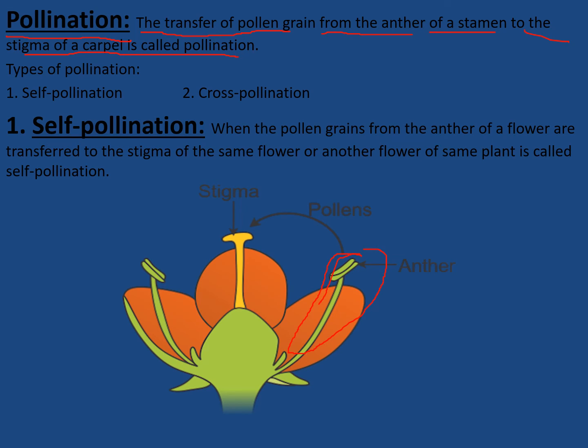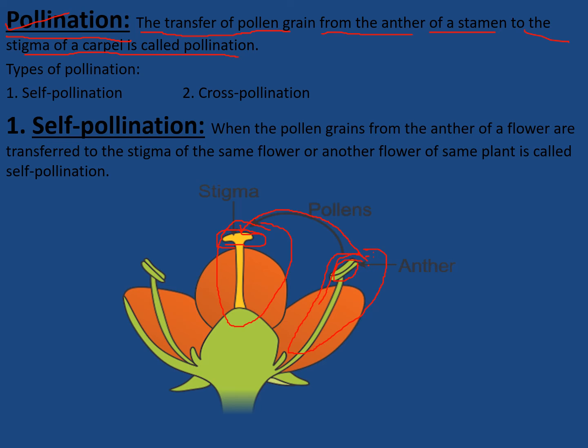This is the anther lobe inside the stamen. This part is known as the anther. Inside this one, small minute grains are present, known as pollen grains. And next, this whole part is known as the carpel, and this flattened part is known as the stigma. The transfer of this pollen grain from this anther towards the stigma is known as pollination, right?